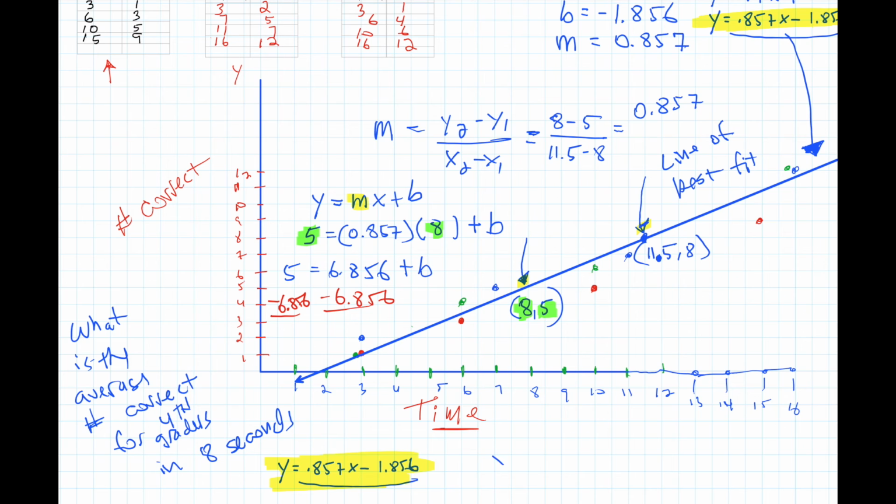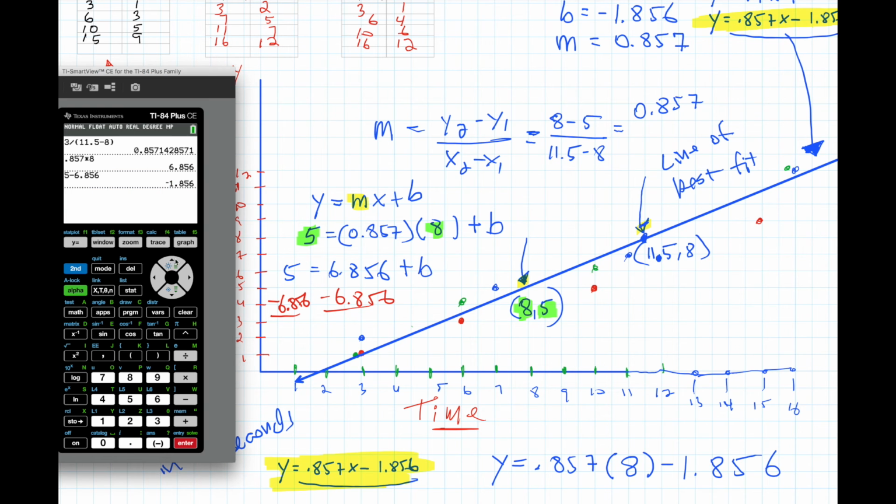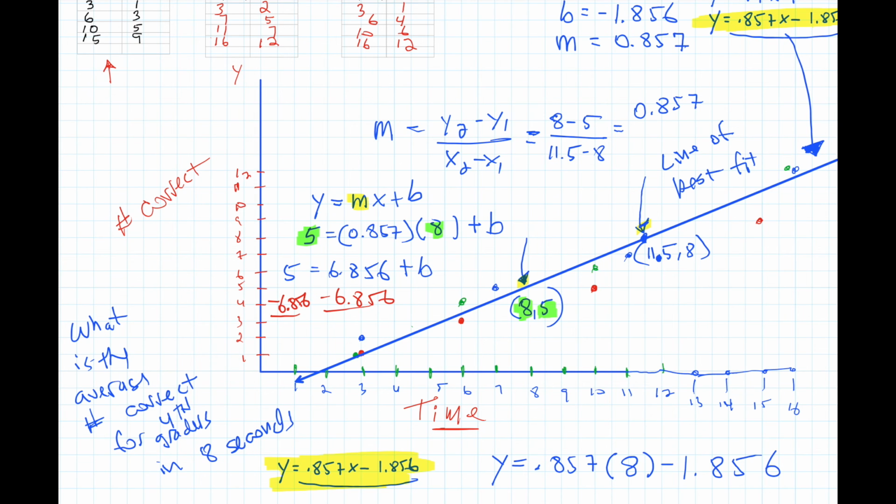Yeah. So you just go like this. You say, all right, well, y, which is the number correct, equals 0.857. Then we plug in the 8, minus 1.856. Okay. And when we do that, 0.857 times 8 minus, you get 5, which makes sense. So we find 5.